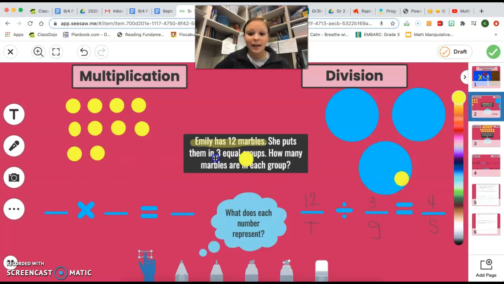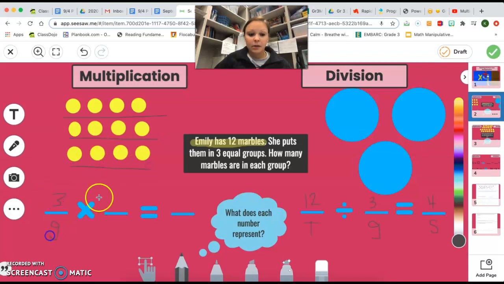Again, I'm putting them all back together. Before I divided them apart, now I'm putting them back together. So what do we have? We have 3 groups or 3 rows. There are 4 in each row, that's the size. And if we count by 4s, 4, 8, 12, we find the total. So we just solved a division problem and changed it into a multiplication equation.